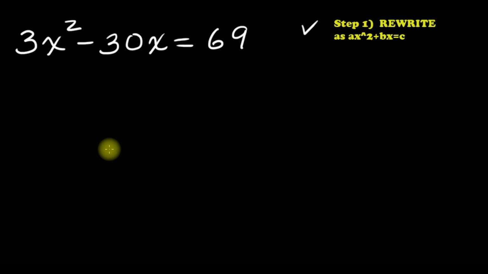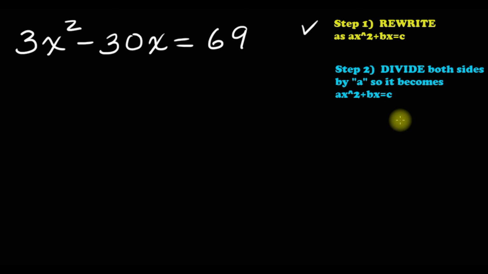Let's take a look at step 2. Step 2 is to divide both sides by a. So we're going to divide everything by a to get rid of the coefficient of x squared. So here it's ax squared, so you can see that a is the coefficient of x squared. So your a here is 3. So we're going to go ahead and divide everything by 3 to get rid of the leading coefficient.